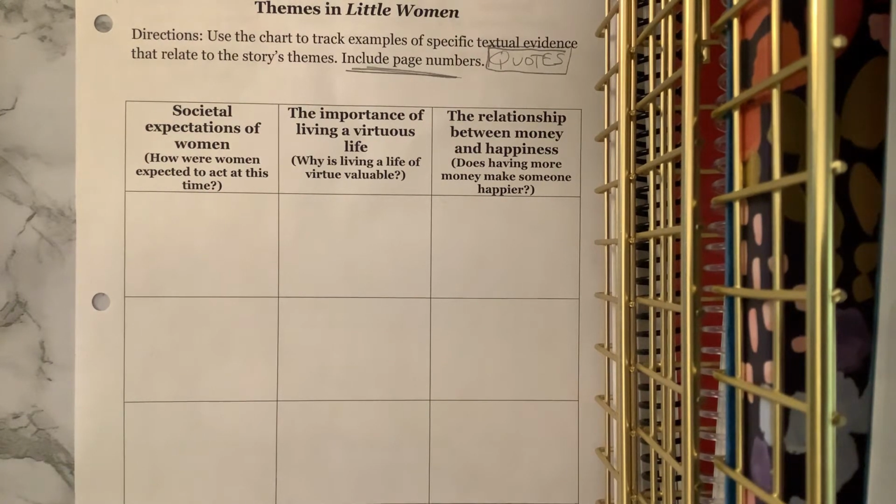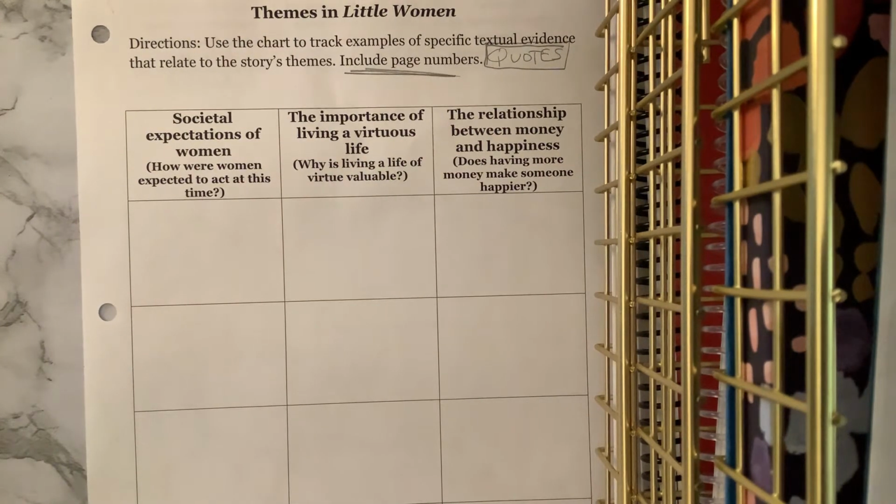And the second question for chapter 2 asks, what did the March girls do with their breakfast? Which you'll remember that their mother encouraged them to share their breakfast with a family who needed it. And then question 3 asked you what theme this might relate to. And hopefully you'll remember that we talked about the theme that this might relate to being the importance of living a virtuous life, okay? The importance of living a virtuous life.